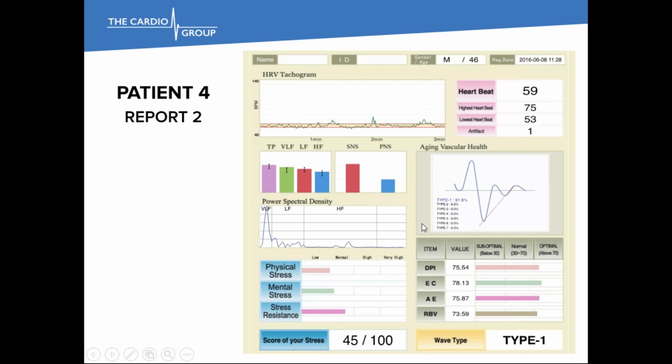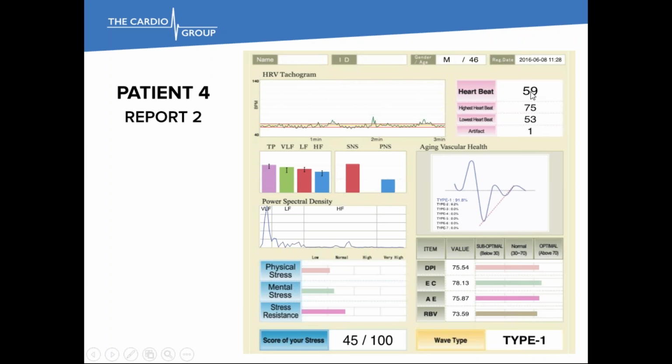Next, we have a 46-year-old male. So here we have 91.8% type 1, 8.2% type 2. We have physiology that corroborates the waveform there, with an eccentric contraction that's optimal, elasticity that's optimal, and residual blood volume that's optimal. This is someone who appears to have a healthy and intact endothelium.